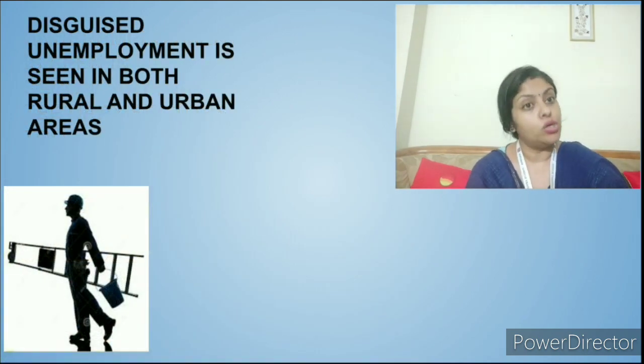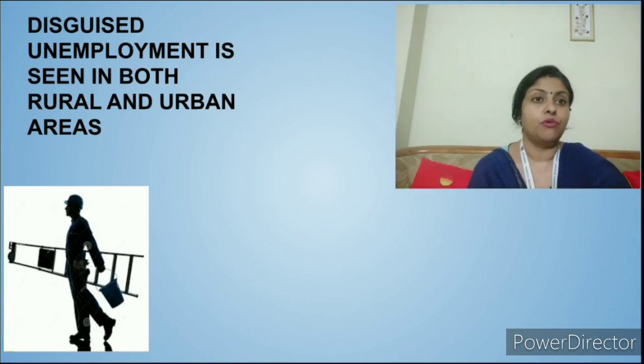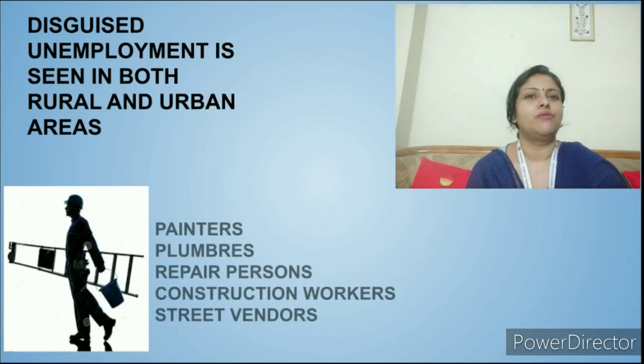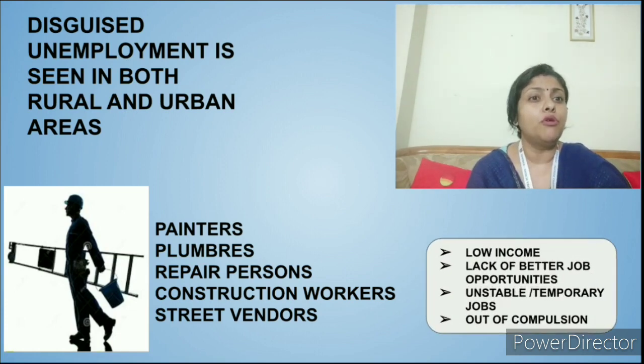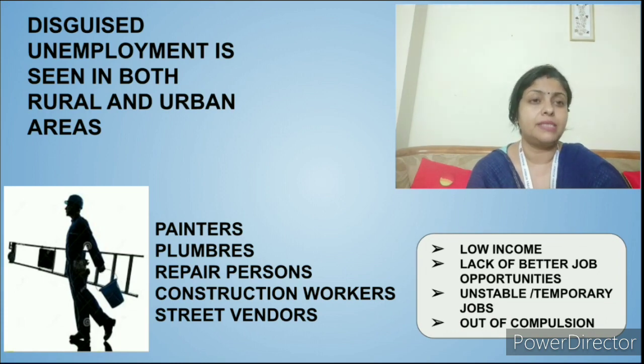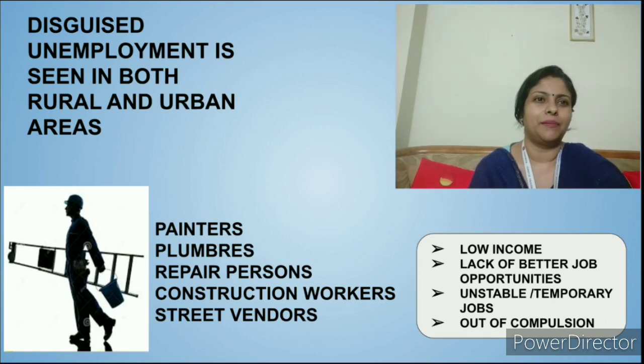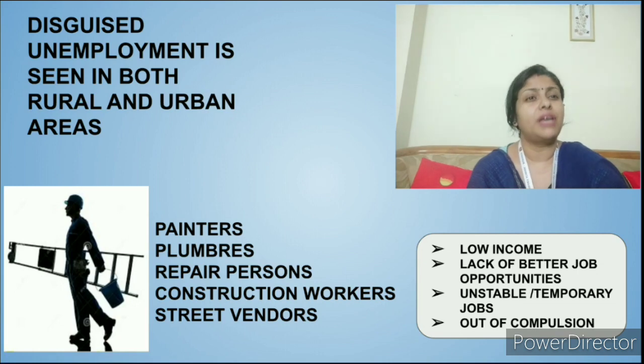It is seen in both urban and rural areas. Mostly seen in rural areas in the primary sector, but it's also seen in urban areas, among all kinds of casual workers: painters, plumbers, repair persons, construction workers, street vendors. And what is common among them? The most common factor among them is that they all earn very low income. Their per day wages are very little. They are exploited a lot.